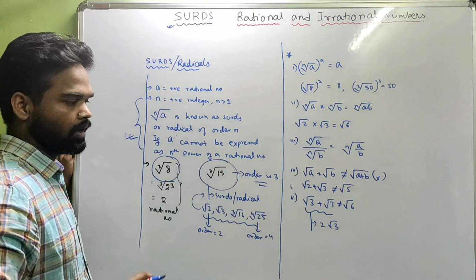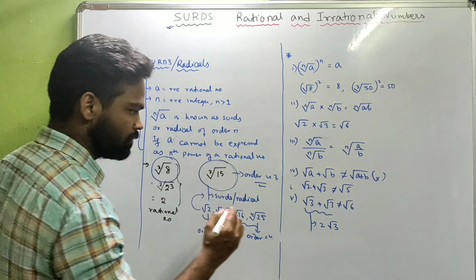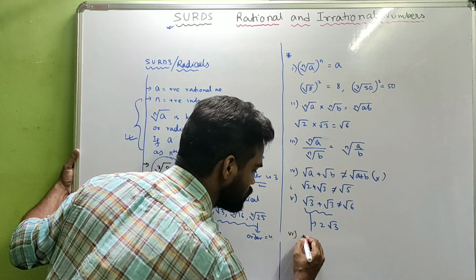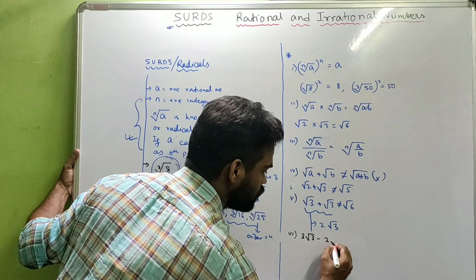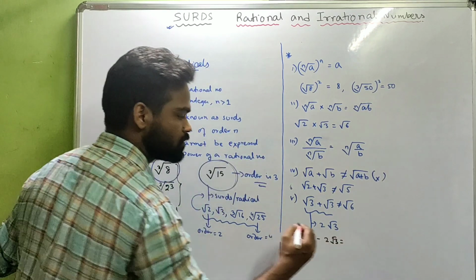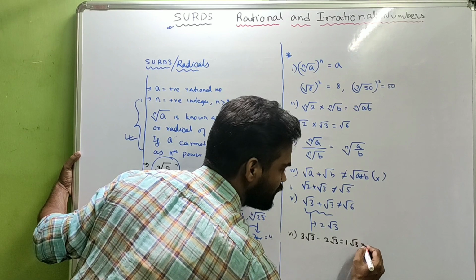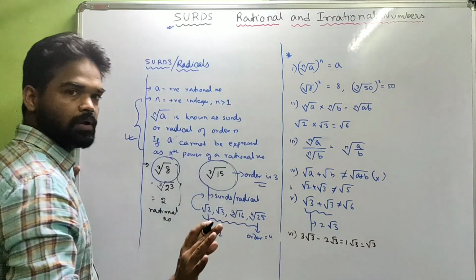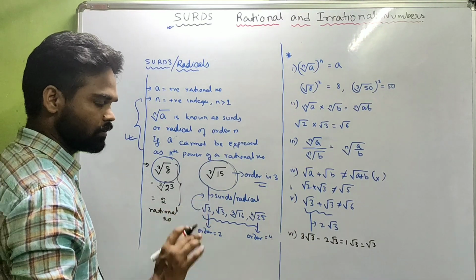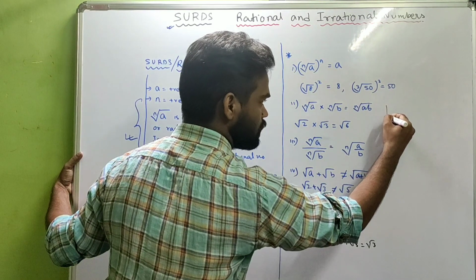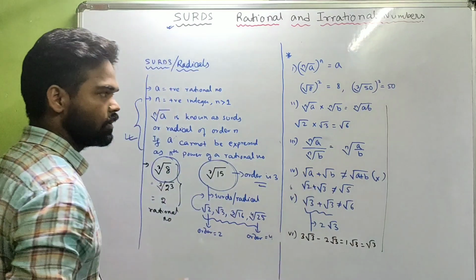Am I clear? Similarly, if something is like, suppose 3 root 3 minus 2 root 3, this becomes 1 root 3. That is root 3 only. Am I clear? 3 minus 2 is 1. Okay. Now look at few more things.